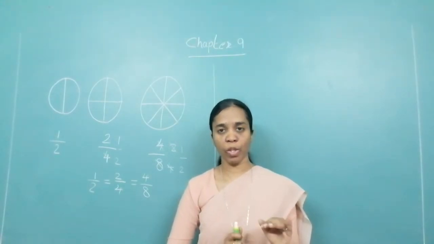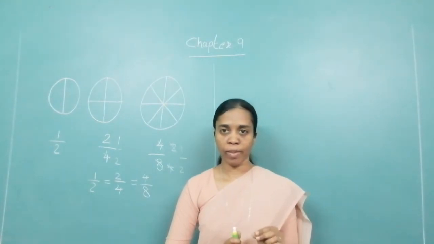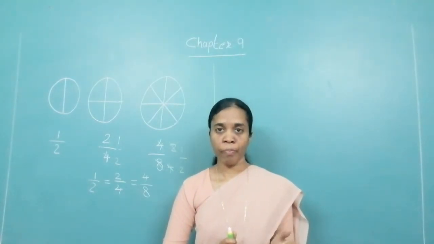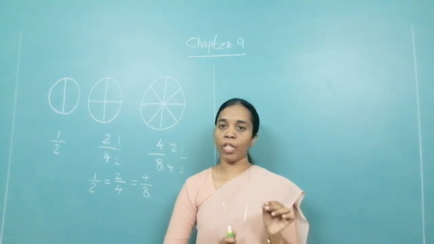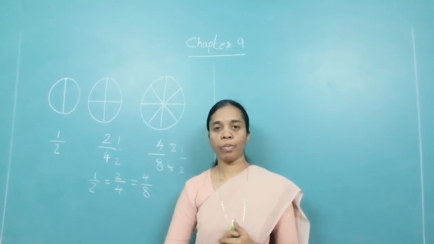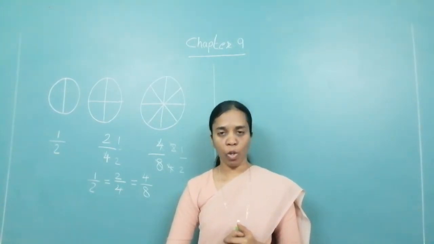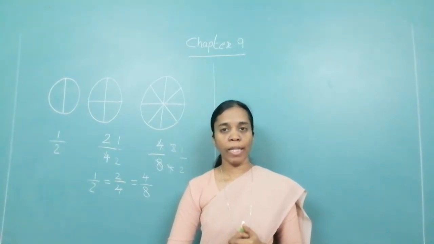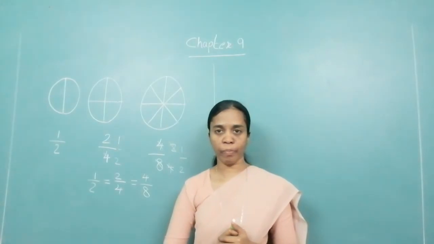I repeat, the first one, the ratio remains constant. Second, as one quantity increases, the other quantity also increases. And I want you to write it down. Please write it down. In direct proportion, the ratio is constant, and as one quantity increases, the other quantity also increases.